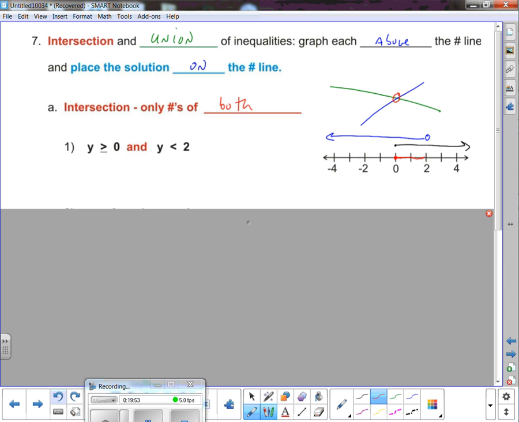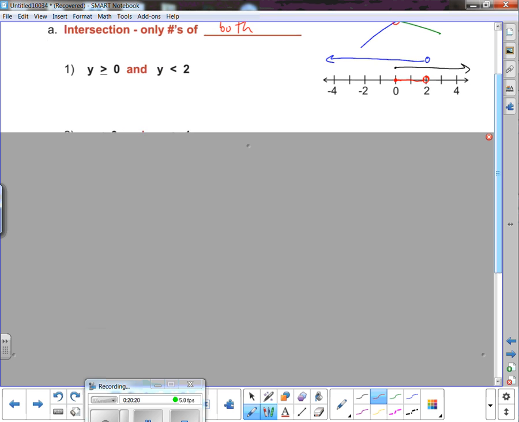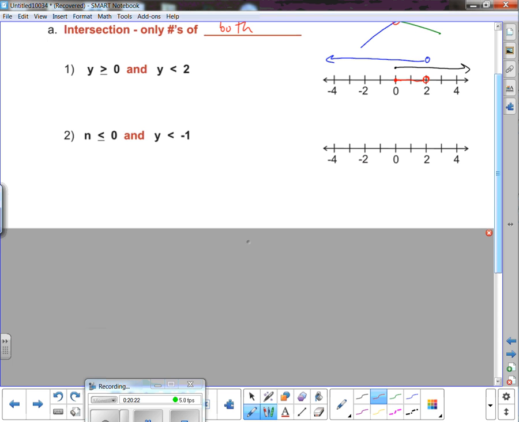How about 2? Black and blue, no. 2 does not belong to blue, so we have to use the open circle. And we have just shown that the solution to these two inequalities are numbers that start from 0 and end just before 2. So from 0 to just up to 2. That's going to be 1.9999 and a zillion other nines. And that's how you're going to show it.